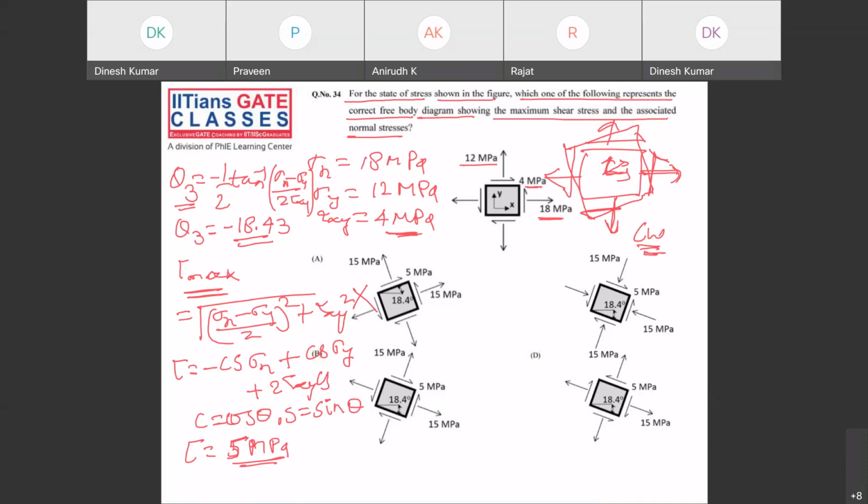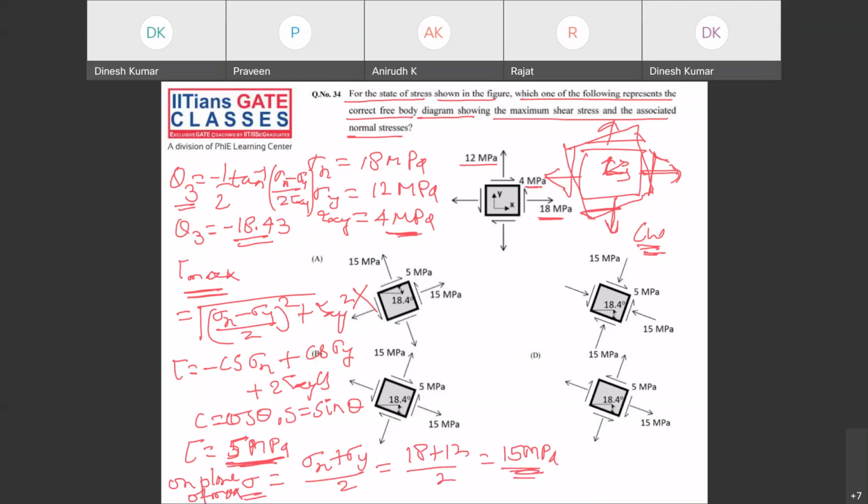Now we also know what the normal stress is on the plane of maximum shear stress. It is always sigma x plus sigma y by 2. This is your normal stress on the plane of max shear. So it is 18 plus 12 by 2, so it will be coming as 15 megapascal. Now guys, you know your shear stress and you know the normal stress, and there are 4 options. So which will be the correct option?